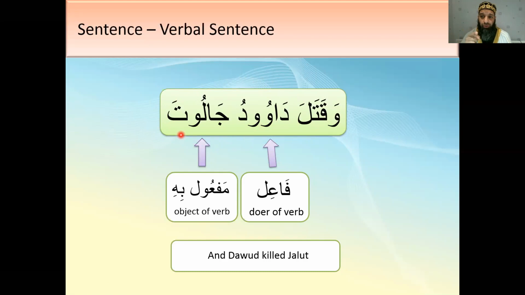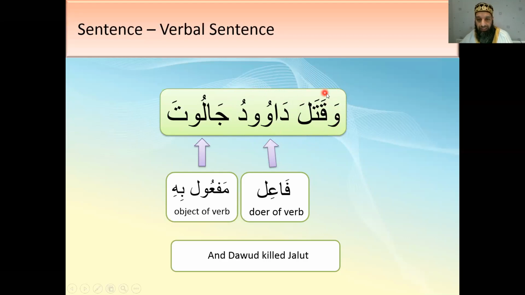Before I knew this rule, I struggled. How can I tell? You just have to learn it. Just remember that it was that way around. But no, there's actually a rule for it. The rule is the doer of the verb is always marfu. So this is very important. That means Dawood is marfu. So this is how you do it.